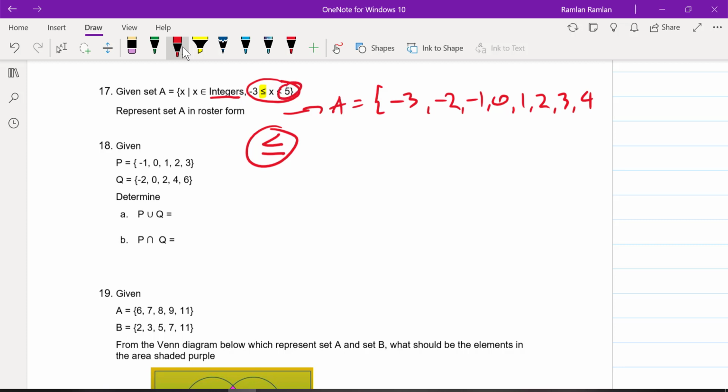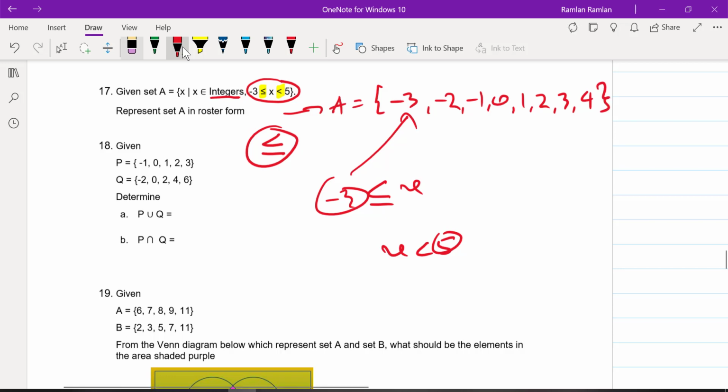But 5 is not included, because if you see the sign over here, it's different from this one. If I have this sign, then it will be included in the set. But if I write it like this, it's not included in the set, because there's no line. So it's just that. Okay, so we're done with number 17.